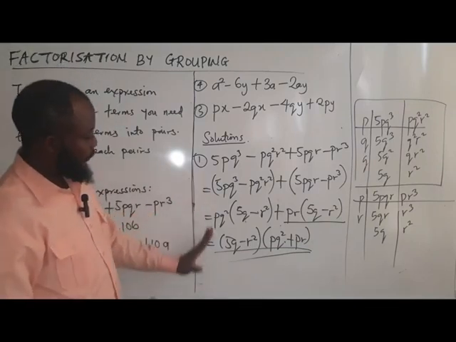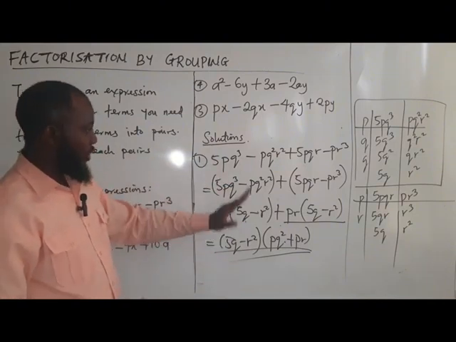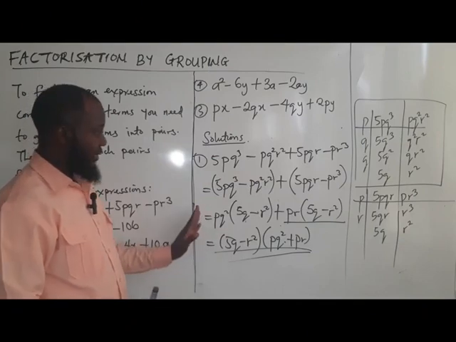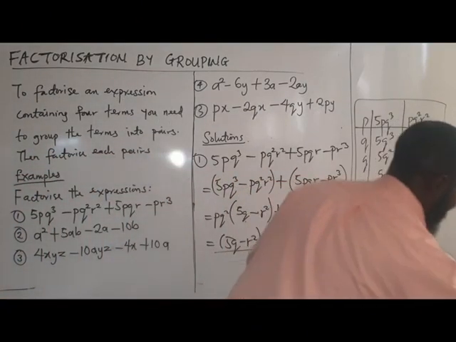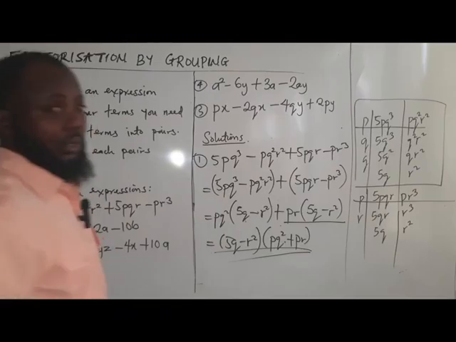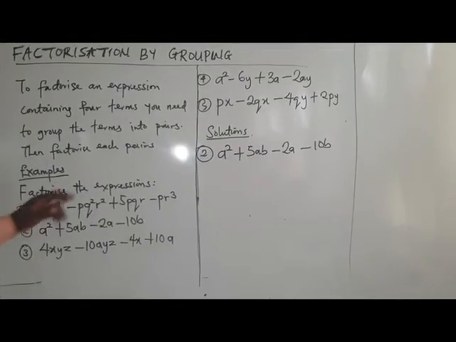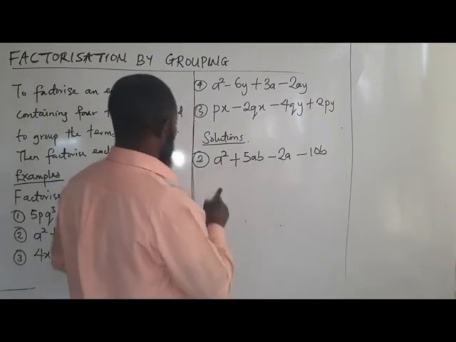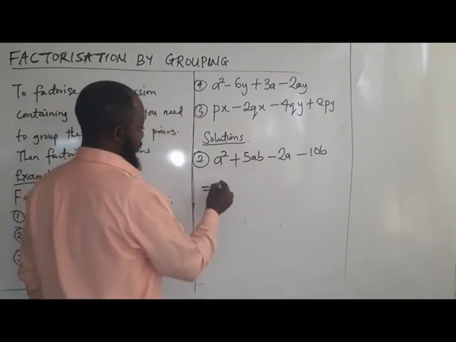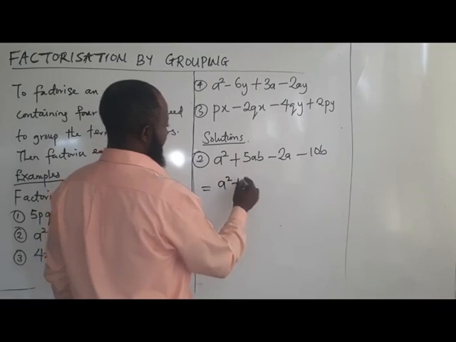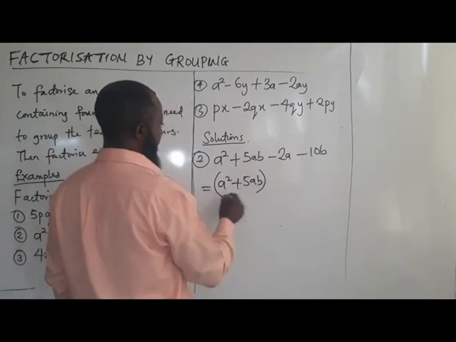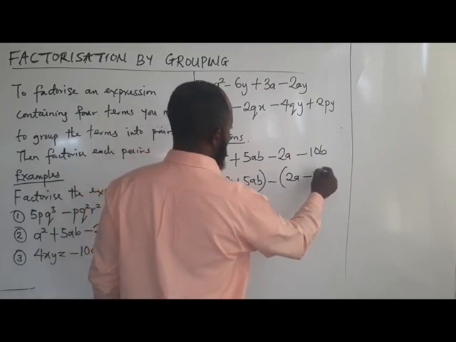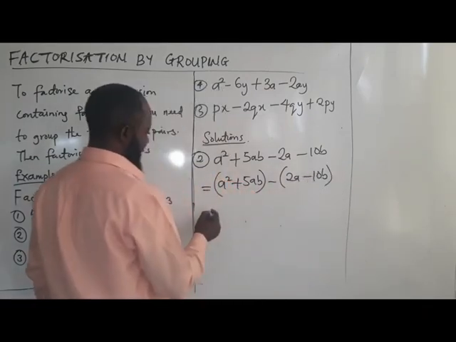Please, if you did not get it, just go back to the beginning of this and watch it again to get it correctly. So let's look at the second example. Example 2: a squared plus 5ab minus 2a minus 10b. The same thing, we are going to group them. So this will have a squared plus 5ab, minus 2a minus 10b. So we factorize now.